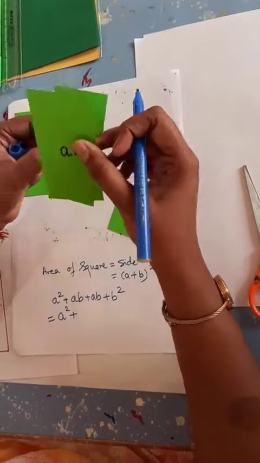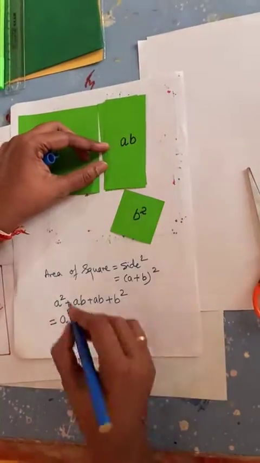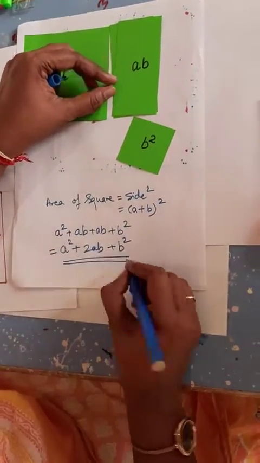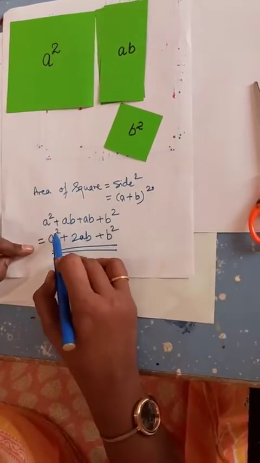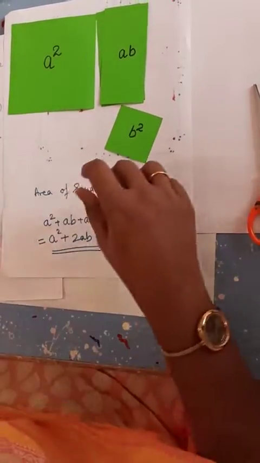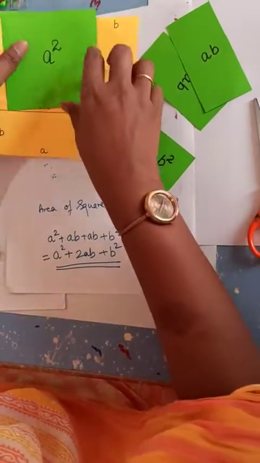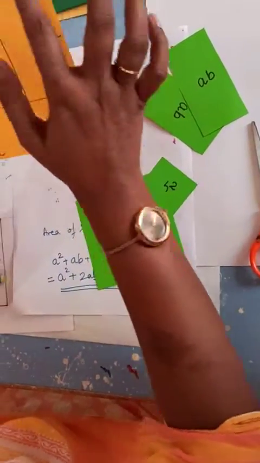So this is 1AB, this is 1AB. So it joins together and forms 2AB. So 2 times AB we got, and this B square. So finally we got the answer that A plus B the whole square is equal to A square plus 2AB plus B square. If you want to see once again, I can take a different color paper and you can see that this square is A plus B the whole square.